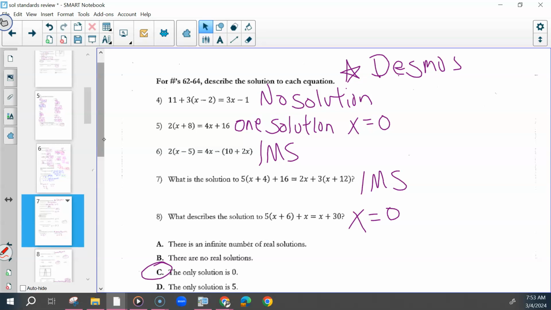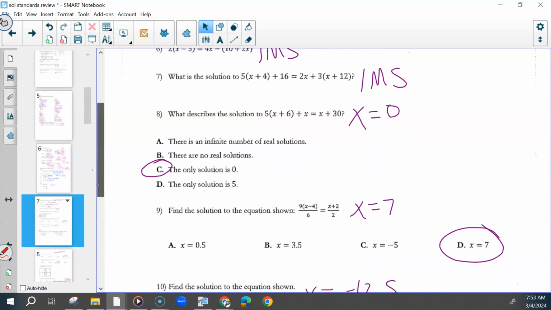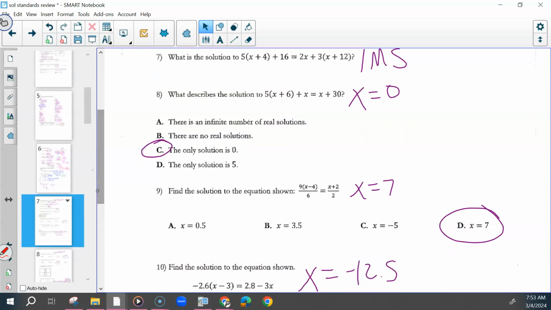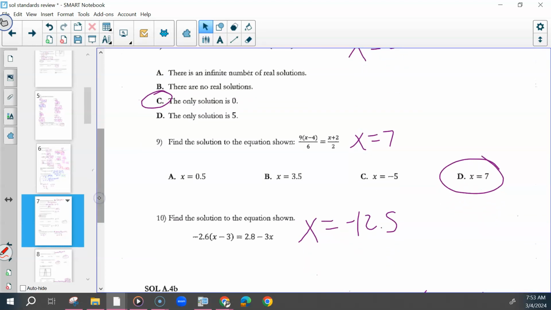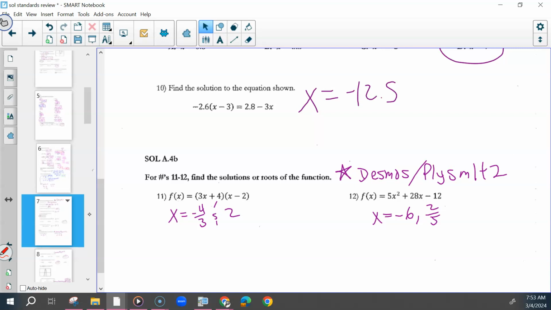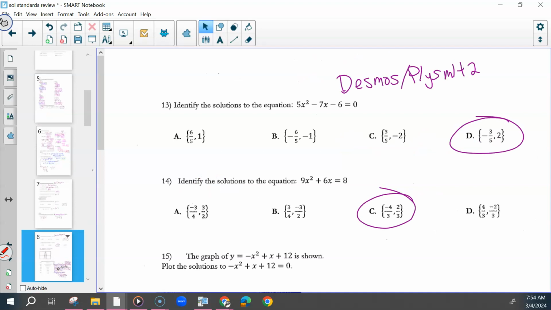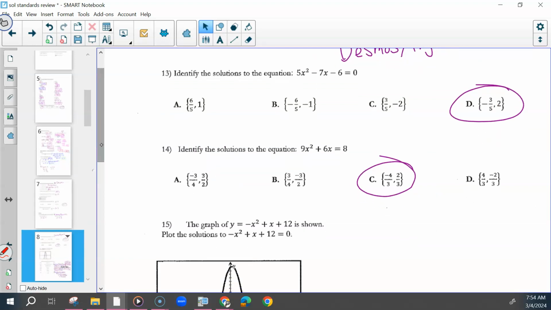8 was C. 9 was D. 10 was negative 12.5. X equals negative 12.5. 11 and 12 are really repeat questions from the last page, so the answers are the same, but negative 4/3 and 2 for 11, and negative 6 and 2/5 for 12. 13 was D. Again, finding solutions, you can type that in, find where the x-intercepts are. 14 was C.